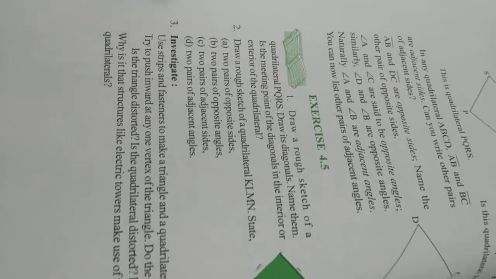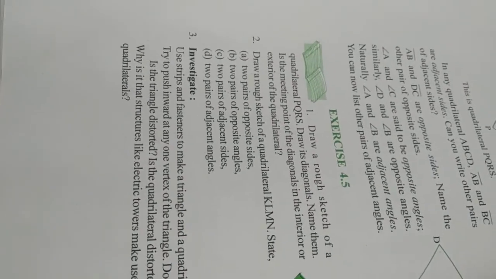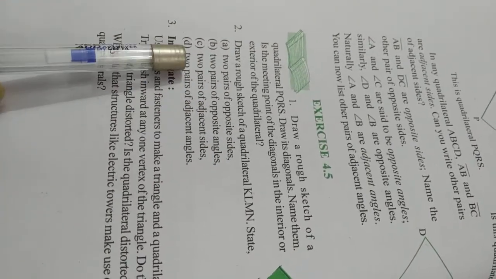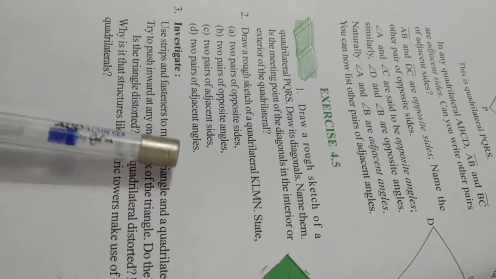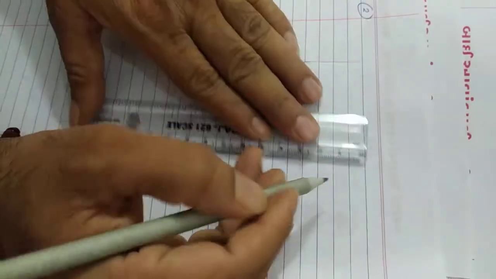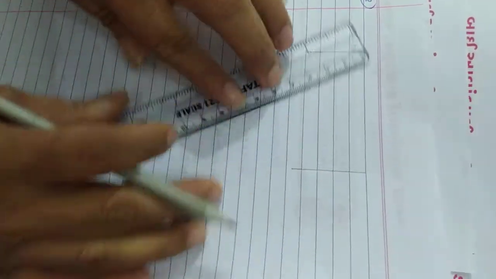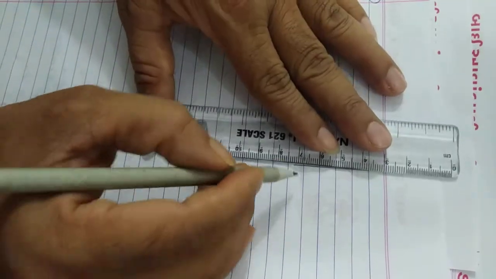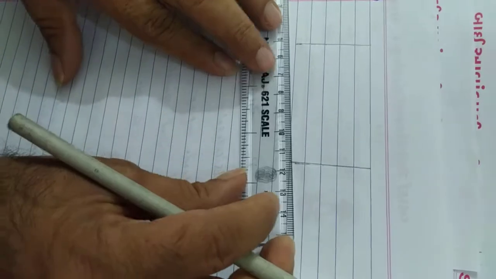Draw a rough sketch of a quadrilateral KLMN. State two pairs of opposite sides, two pairs of opposite angles, two pairs of adjacent sides, two pairs of adjacent angles. Now, first of all, draw a figure of the quadrilateral KLMN.